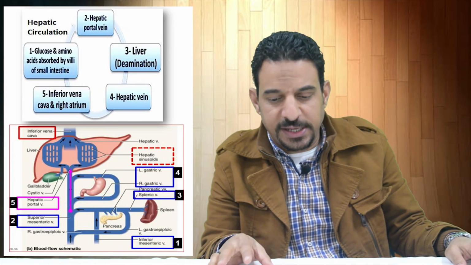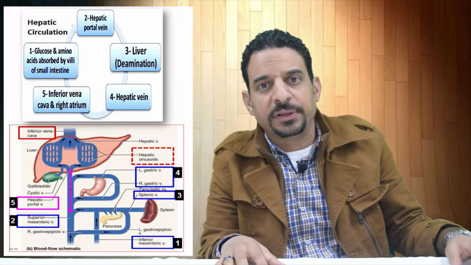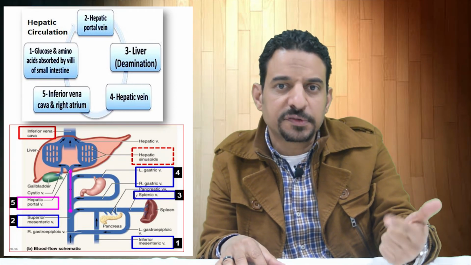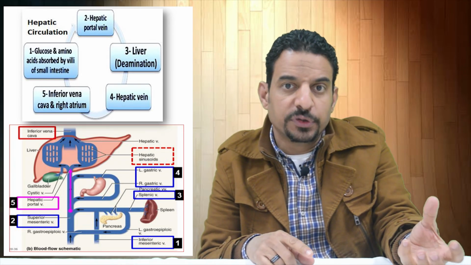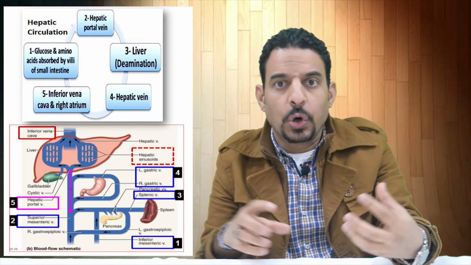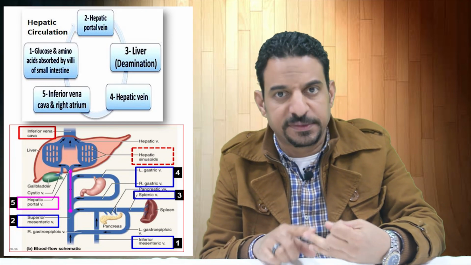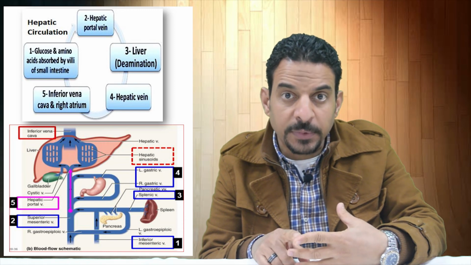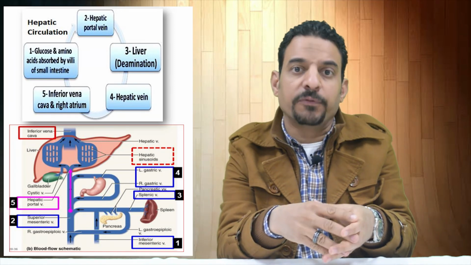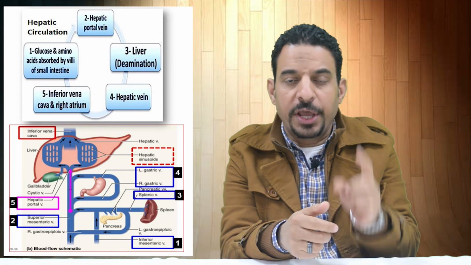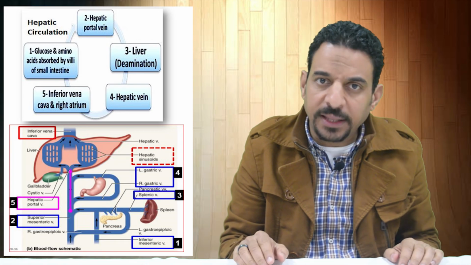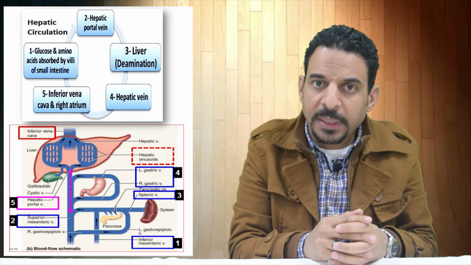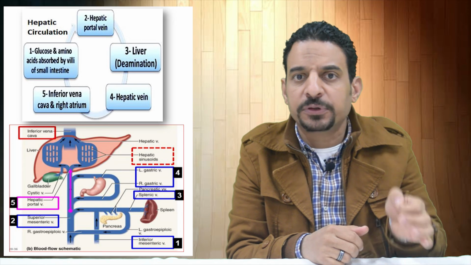The third type is hepatic circulation, which is blood circulation between digestive organs as small intestine, stomach, and pancreas, and also spleen, with the liver. So it is called hepatic. All of these organs, pancreas, spleen, stomach, and small intestine, pour their contents of absorbed and digested food in one vein called hepatic portal vein. Hepatic portal vein opens in the liver.